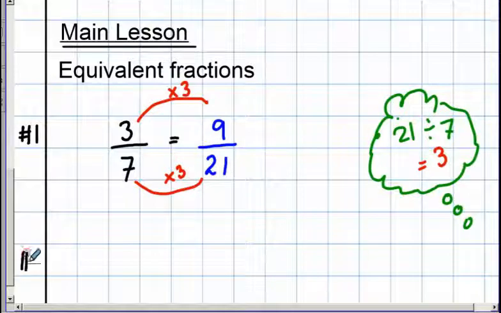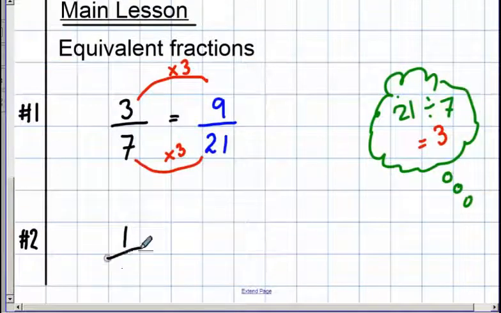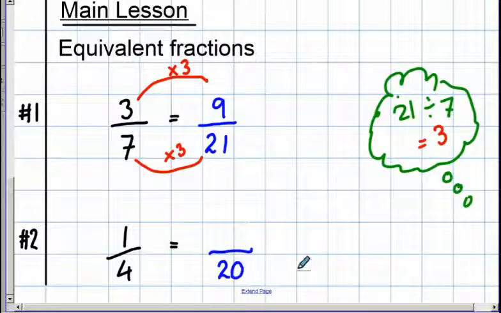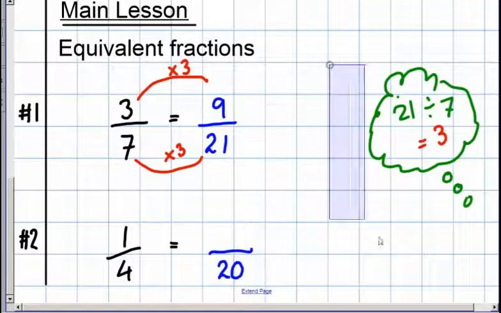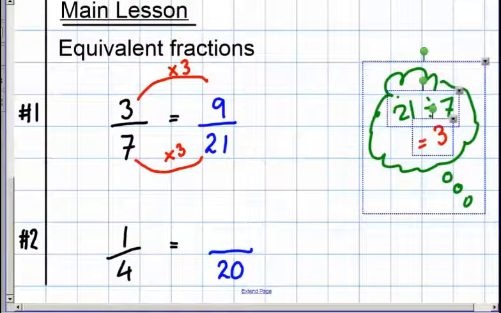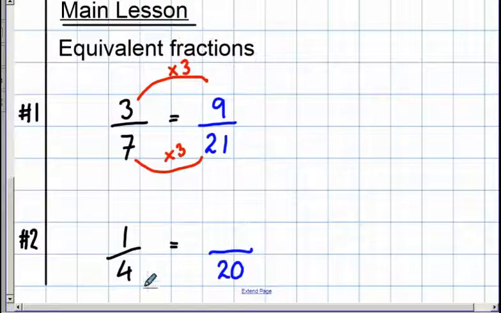Let's try that again. Example 2. 1 quarter is equivalent to what over 20? Now, you're trying to work out what have I multiplied 4 by? What have I multiplied 4 by to turn it into 20? Okay, now the way to work that out is this.